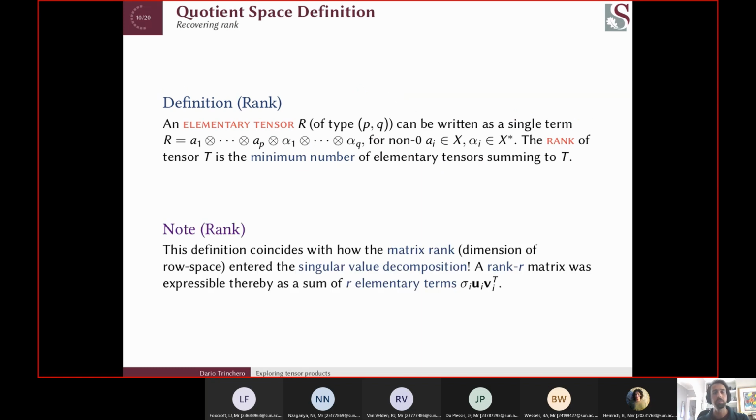And I hope you see this coincides exactly with how the matrix rank, which remember was defined differently in the context of matrices, at least seemingly differently. The matrix rank was defined as the dimension of the row space, or the dimension of the image if you want. And the matrix rank enters the singular value decomposition, that theorem that we saw earlier, in the way that a rank R matrix was expressible as a sum of R terms of this form, each of which now we notice is elementary. So we see that that's actually the same notion of rank as in the more general tensor context, yeah? Because in the more general tensor context, it's precisely the number of terms in that expansion.